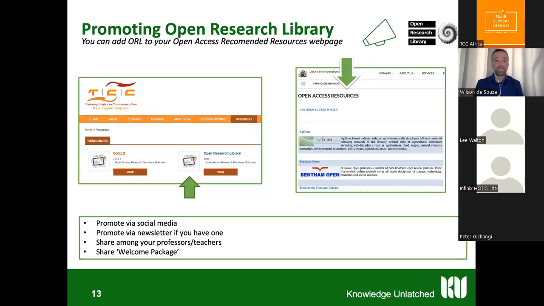What we are showing here on the screen is that you can integrate the Open Research Library, which of course contains all of the 3,000 plus titles from Knowledge Unlatched as well as others, on your library webpage, so that your patrons have easy access, and so that the content is discoverable.